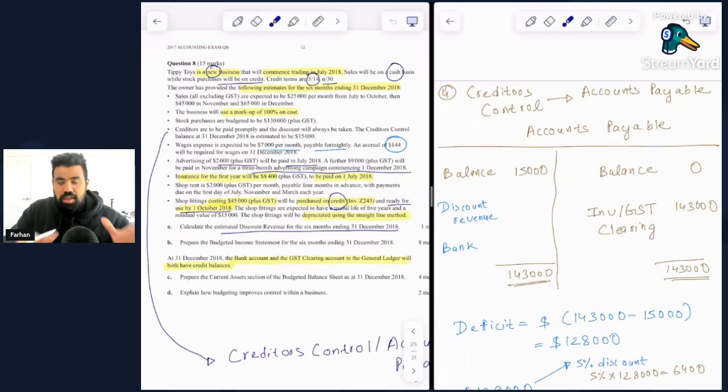So in the old curriculum, we used to call accounts payable creditors' control. So creditors' control refers to the credit suppliers, who are now what we refer to as the accounts payable. So I have drawn a ledger account for accounts payable. Accounts payable refers to the credit suppliers of the business. So obviously this is a liability for the business.